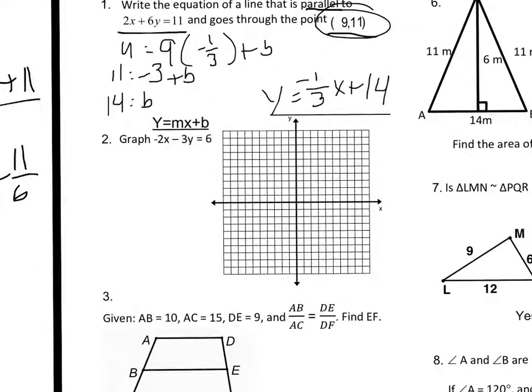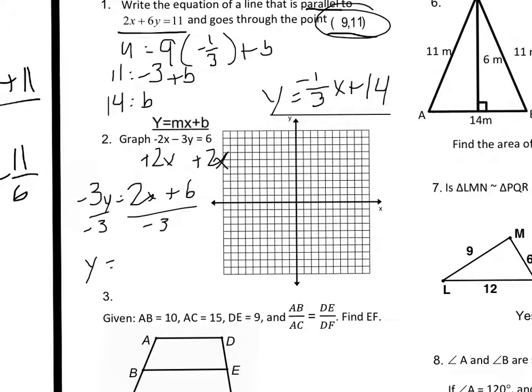Okay, question 2. Graphing this line, I need it in slope-intercept form. So I need to get the y by itself. So the first thing I'm going to do is add 2x to both sides. Okay, so I get negative 3y equals positive 2x plus 6. Still need y by itself, divide by negative 3.